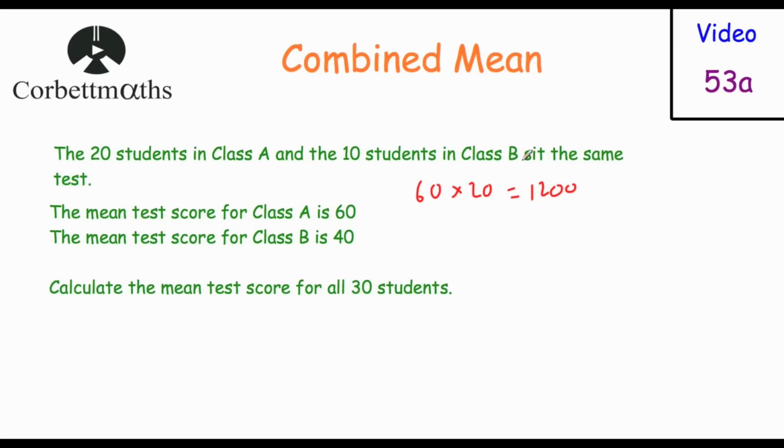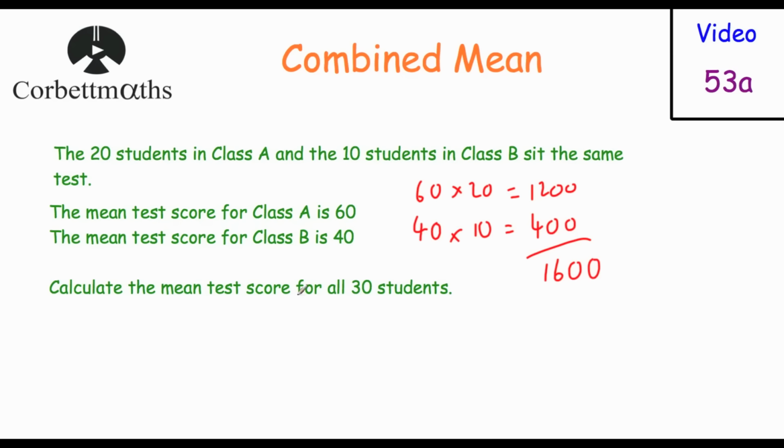Now let's get the total for Class B. So their class average was 40 and there's 10 students. So if we multiply 40 by 10, that's 400. So that means in total, the 10 students in Class B scored 400 marks altogether. So if we add together the 1,200 and the 400, that tells us how many marks were received by all 30 students altogether in this test. So 1,200 plus 400 is 1,600.